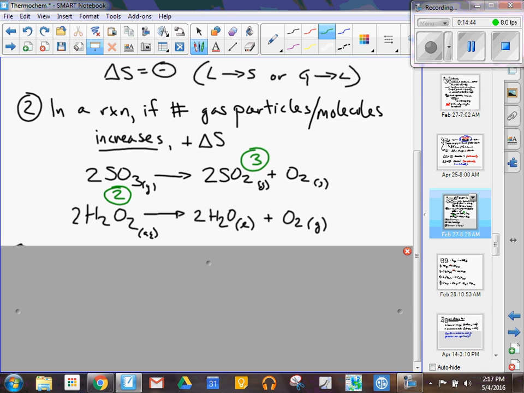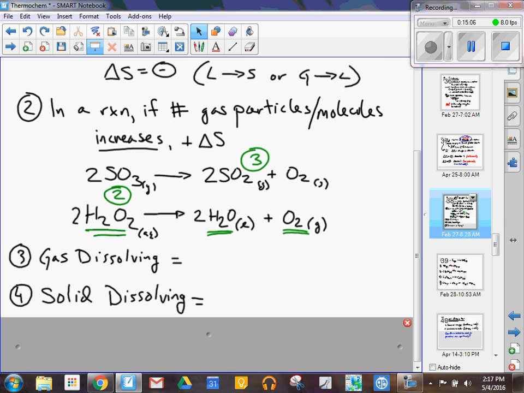Here's another one. 2 aqueous phase, meaning dissolved, hydrogen peroxide molecules that decompose and form 2 liquid water molecules, no change in entropy there, but we do produce one gas particle, and that has chaotic random motion, so we've increased the entropy of the system.